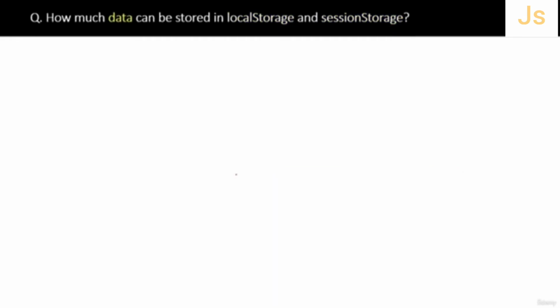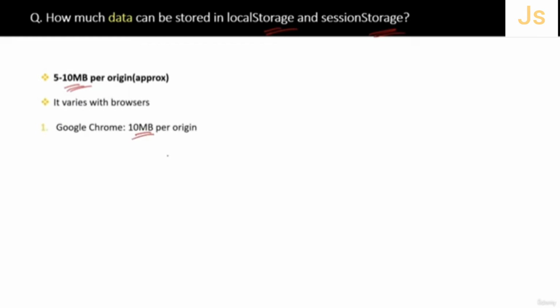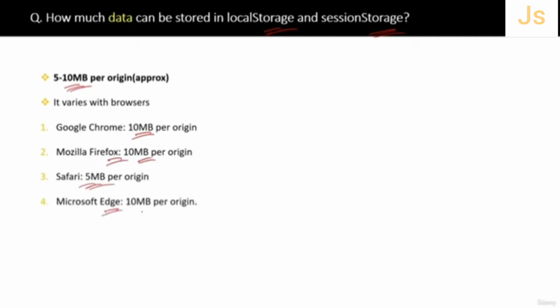How much data can be stored in local storage and session storage? That depends upon the browser. Most browsers support 5 to 10 MB of data per origin. That is the amount of data you can store in local or session storage. For example, Google Chrome supports 10 MB per website origin. Firefox supports a maximum of 10 MB. Safari supports 5 MB per origin, and Microsoft Edge supports 10 MB. So in short, 5 to 10 MB is the right answer.